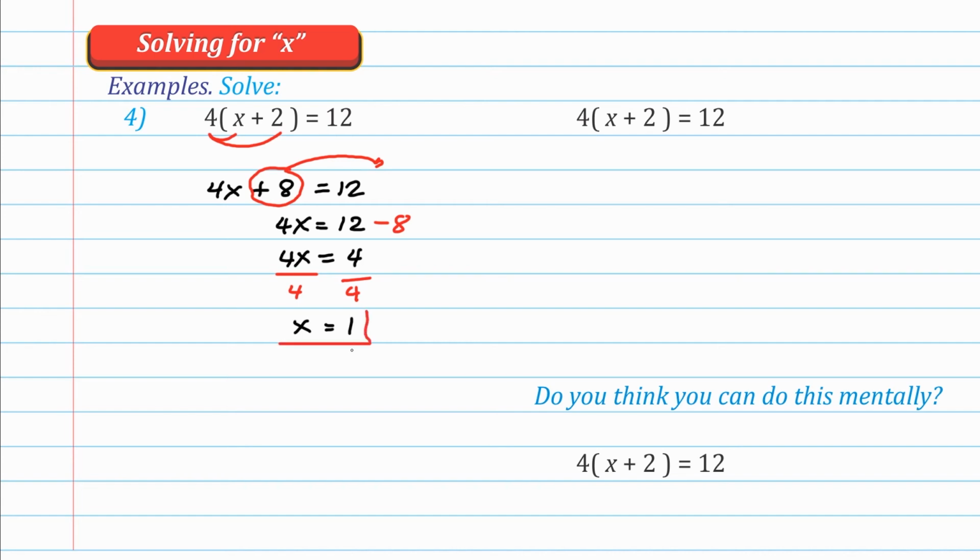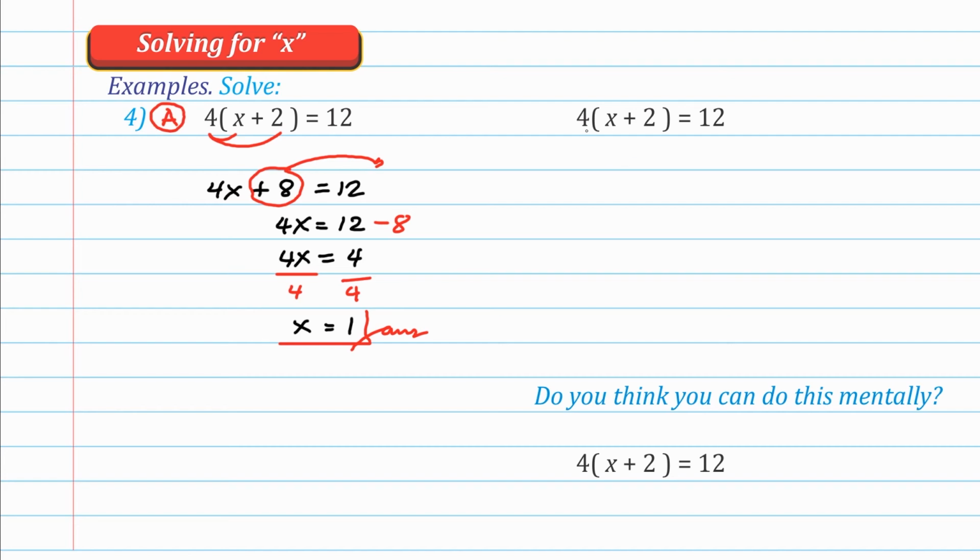Now, of course, again, it's a good habit to always try and substitute to check your answer. So, 1 plus 2 is 3 times 4 is 12. Our answer must be correct. Now, this is only one way of doing it. Let me show you another.